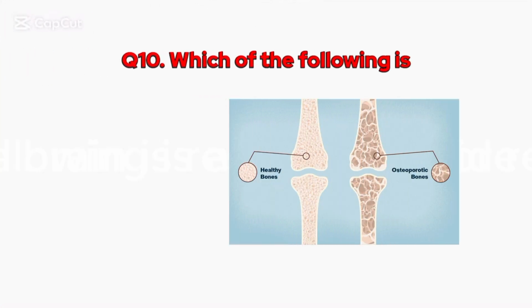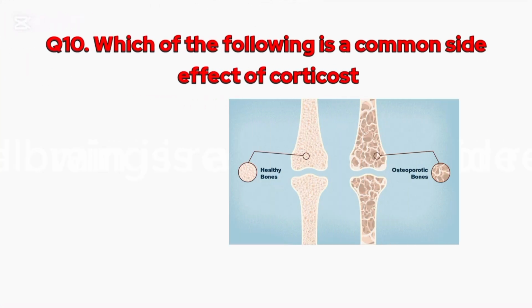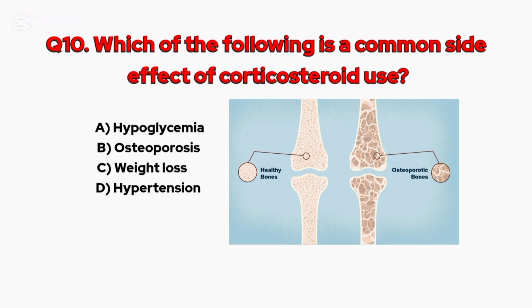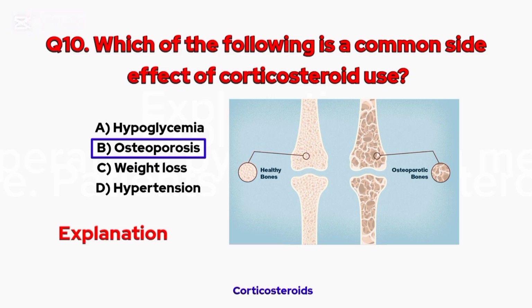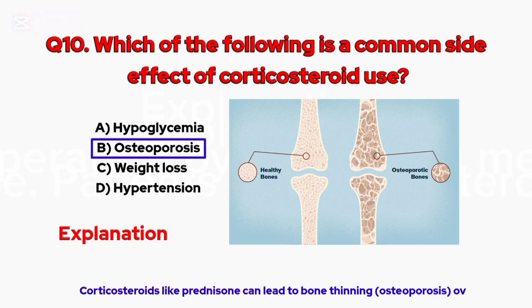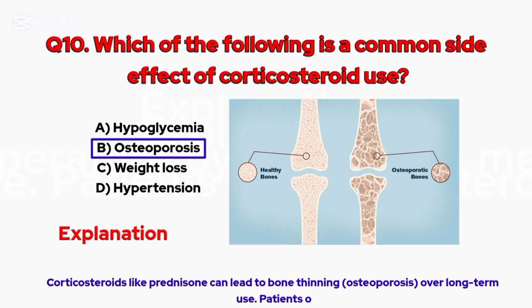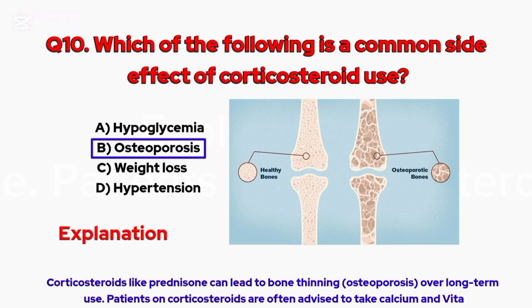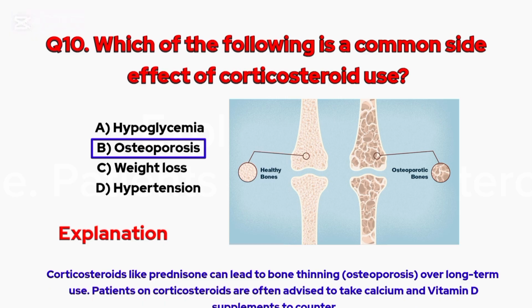Question 10. Which of the following is a common side effect of corticosteroid use? Correct option B, osteoporosis. Explanation. Corticosteroids like prednisone can lead to bone thinning, osteoporosis, over long-term use. Patients on corticosteroids are often advised to take calcium and vitamin D supplements to counteract this effect.